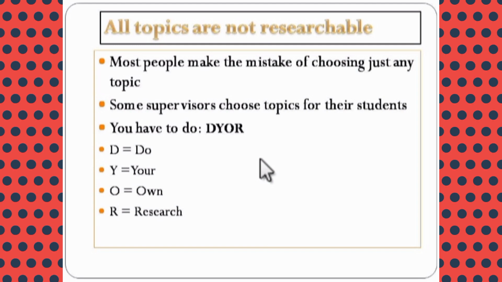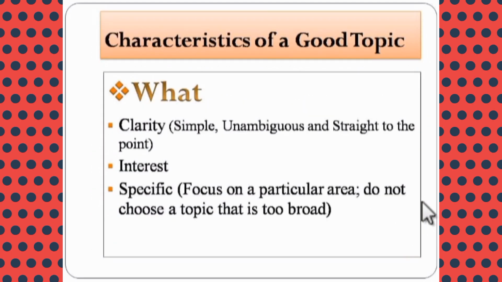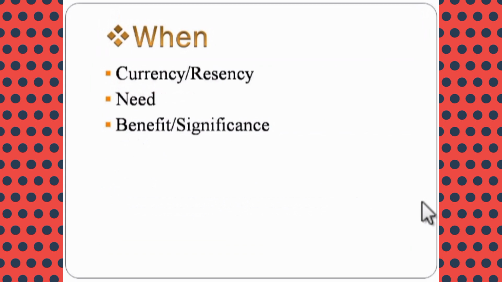So the first thing you do while carrying out a project or writing an article is to do your own research, which is called DYOR. D stands for do, Y stands for your, O stands for own, then R stands for research. So before you select a topic, you must do your own research. It's that aspect of doing your own research that brings us to the three key points we are going to be looking at: one, what; we're also going to be looking at when; and we're going to be looking at how.